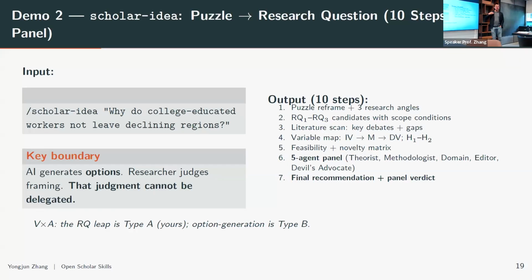So that's why you have to maintain a very good local library, right? So trying to understand key debates, gaps, and then trying to do some variable mapping, right? And also check the feasibility. Of course, we're gonna spawn multiple agents to evaluate your research, right? And then it gives you a final recommendation. So that's the idea formation stage.